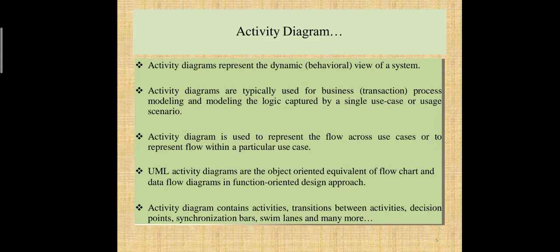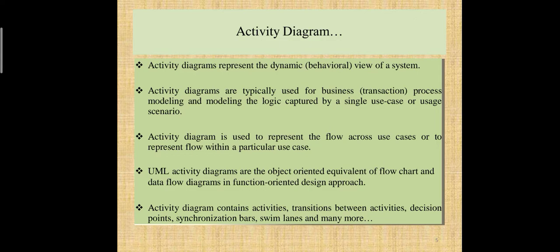Whatever we have shown in the use case, how they are actually processed is shown with the help of the activity diagram. The activity diagram is used to represent the flow across the use case or to represent flow within a particular use case. UML activity diagrams are the object-oriented equivalent of flowcharts and data flow diagrams in the function-oriented design approach. That means the activity diagram is similar to the flowchart as well as the DFD, which we use to show the different design approaches.